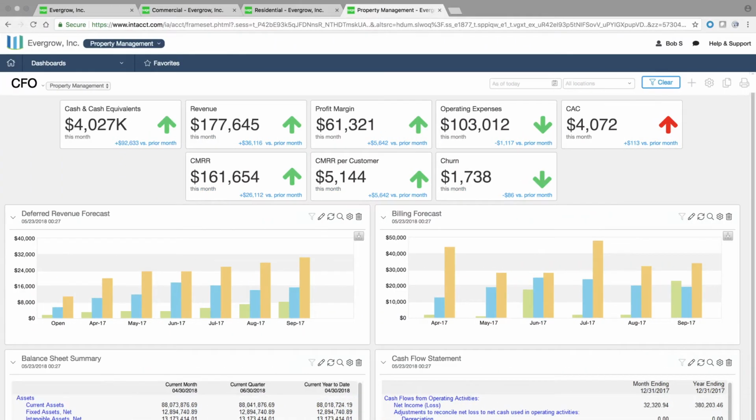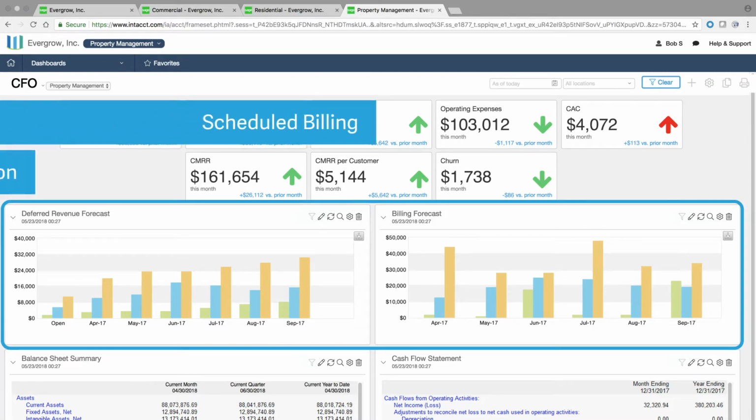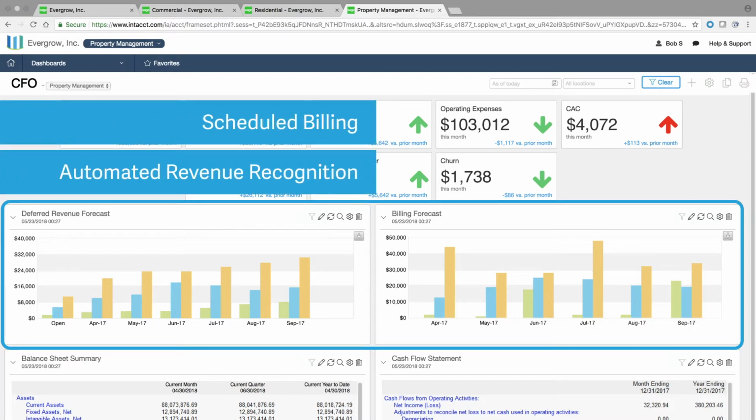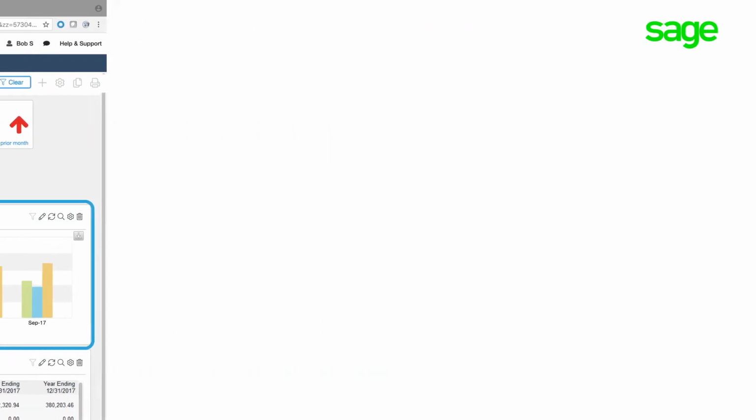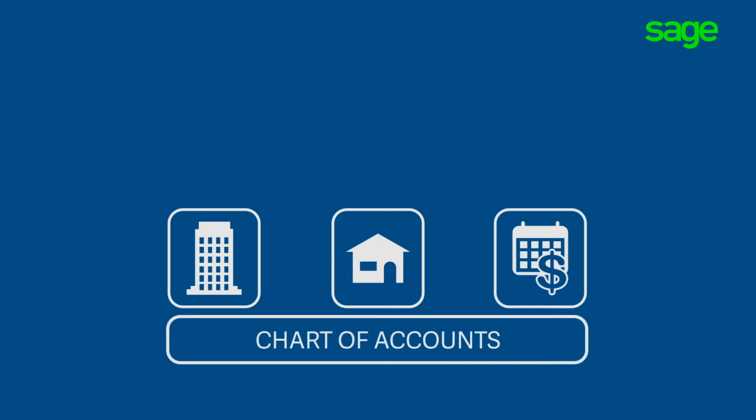Jumping over to the property management office, it focuses less on individual deals and more on monthly billing. The automated processes behind the billing and revenue forecasts, like scheduled billing and automated revenue recognition, keep revenue predictable, and more importantly, they keep the company GAAP compliant. Looking at these three different offices, we see that they have different focuses, but a shared chart of accounts.